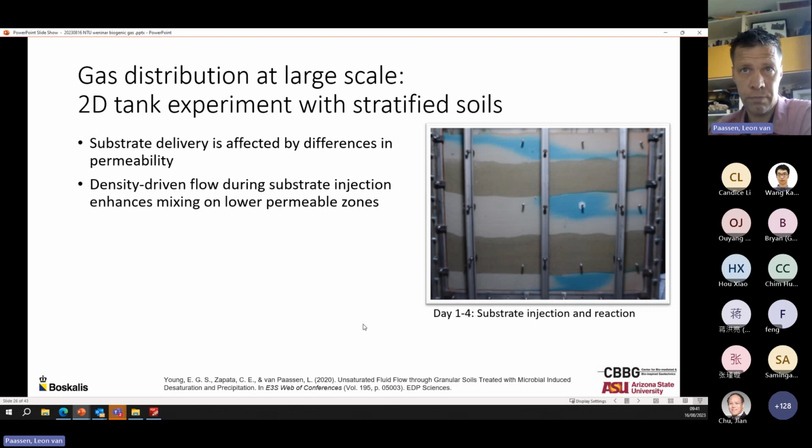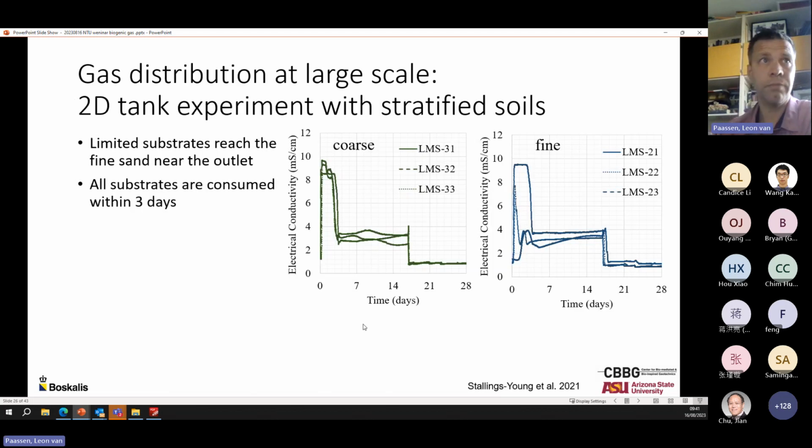So I hope it's not going too fast now. So these are the measurements of those embedded sensors. And on the left side, we see the sensors embedded in the coarse sand.